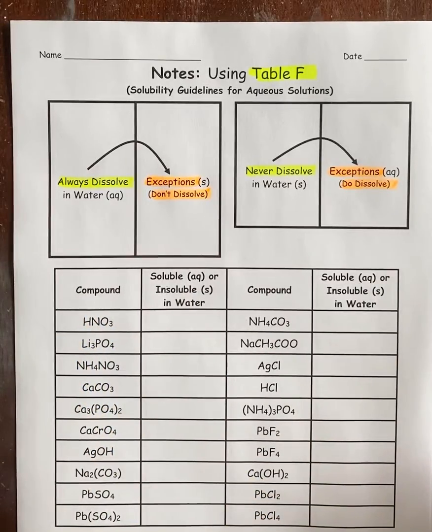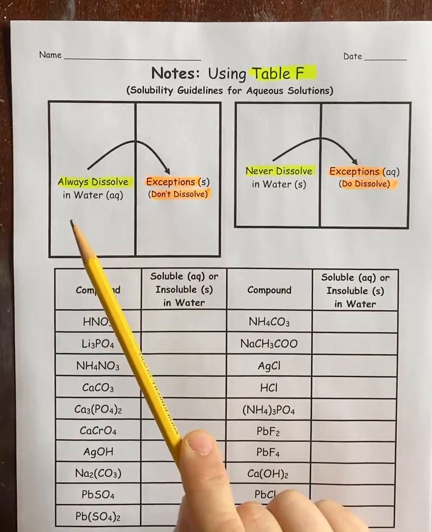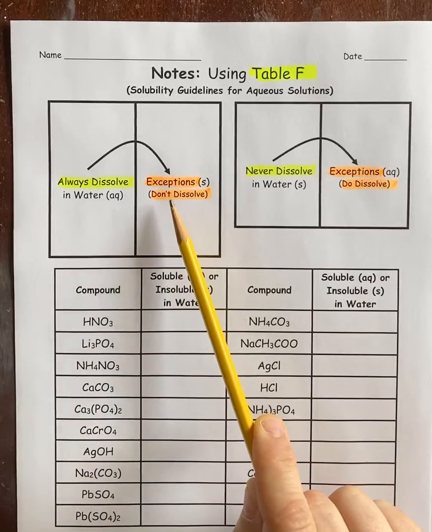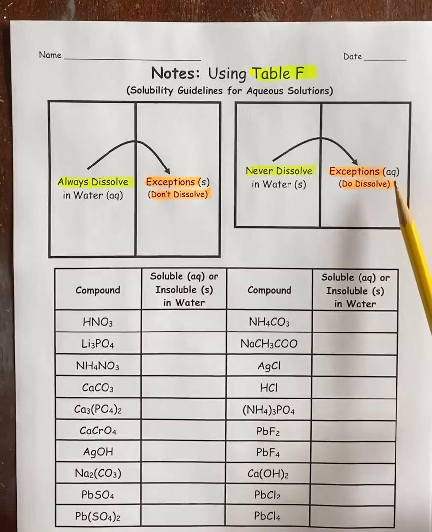Now, how do you read this table? It's pretty simple. It's broken up into two halves. The left half, these compounds dissolve in water all the time, except when they're with something to their right directly. Then they don't dissolve. Compounds on the right side will never dissolve in water, except when they're with something to their right, and then they do the opposite.